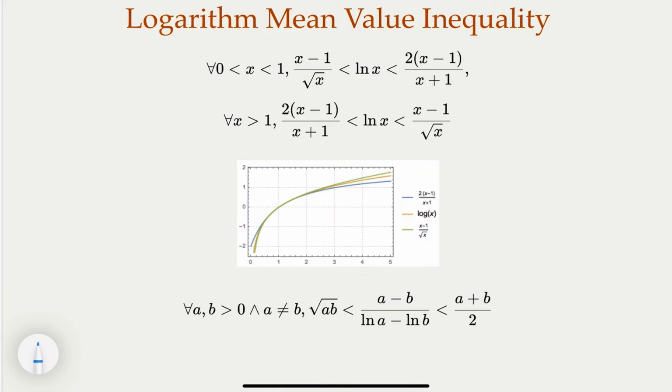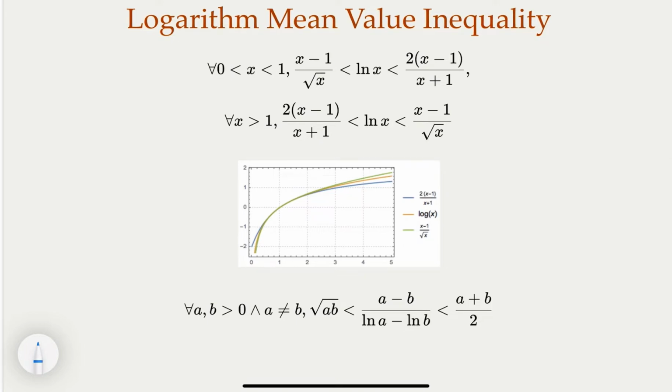Alright, today we're going to introduce the logarithm mean value inequality, which is similar or related to the AM-GM inequality that we're familiar with. Of course, this is a follow-up video regarding some basic logarithm inequality we introduced last time. In that case, we tried to compare log x with a linear function, x minus 1, right? So we have some inequality that gives us the range of the logarithm function.